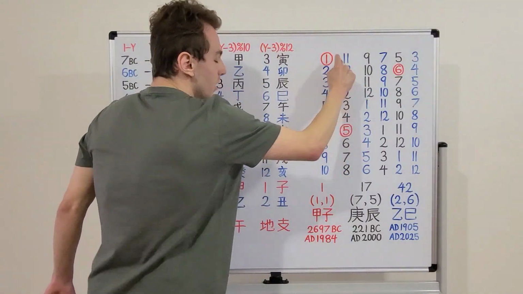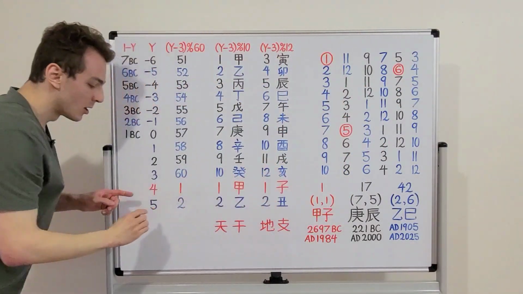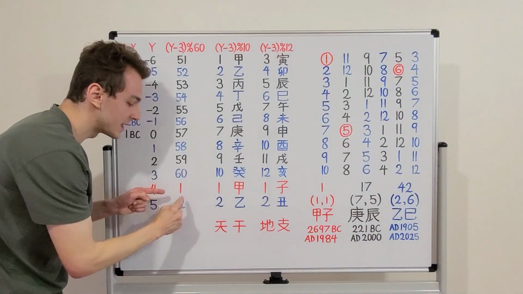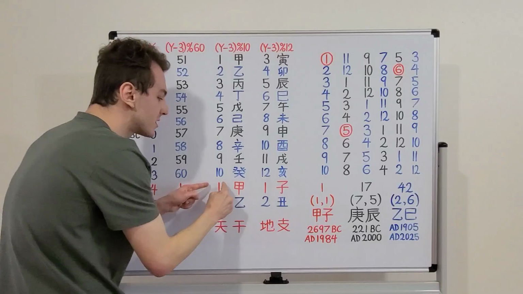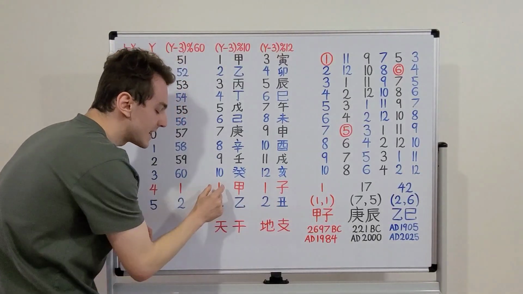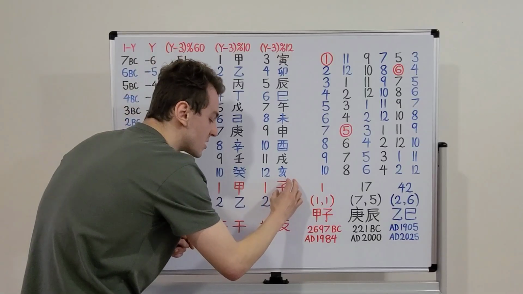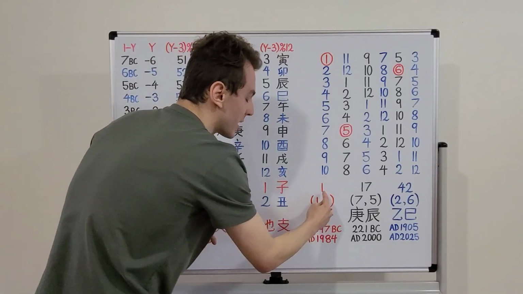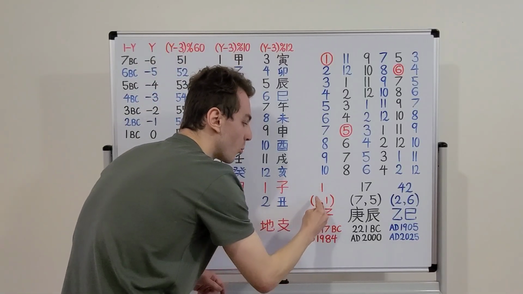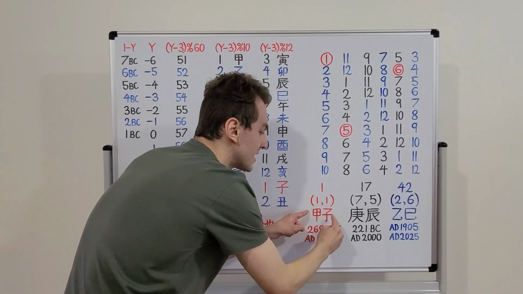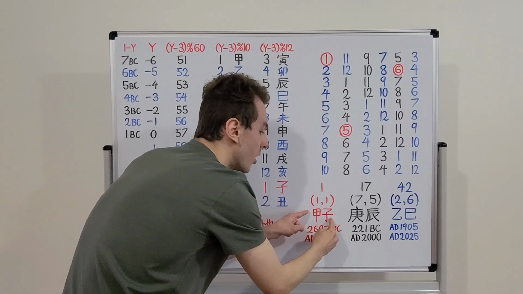Now this first example we have already looked at over here. We can see that the year AD 4 corresponds to the first year in the sexagenary cycle, and we can write that as 1, 1, or we can say that this is the first heavenly stem and the first earthly branch. So we can write it as 1 out of 60 or 1, 1, or we can write it as a pair of Chinese characters. And this tells us that we're dealing with the year of the rat.